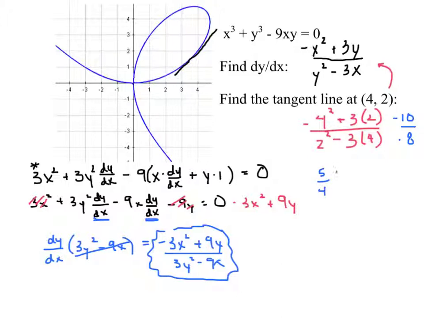Let me write the line. We've got y minus the y coordinate equals the slope times x minus the x coordinate. There's our tangent line. And as we said, it looked like the slope was a little bit bigger than 1. It came out to be just a little bit bigger than 1, 5/4.